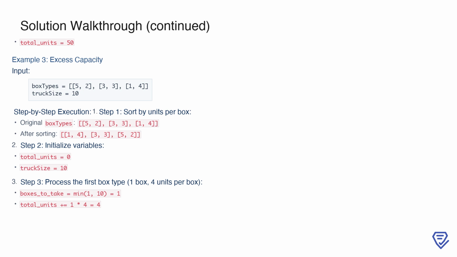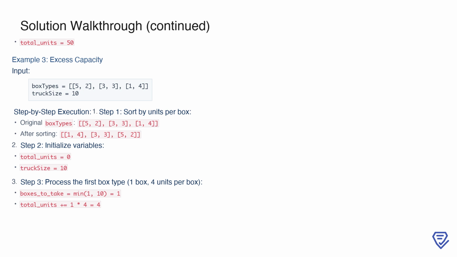Here, the input specifies box types as 5, 2, 3, 3, 1, 4, and a truck size of 10. Once again, we start by sorting the box types by units per box in descending order, resulting in 1, 4, 3, 3, 5, 2. With everything sorted, we initialize total_units to 0 and the truck size to 10.